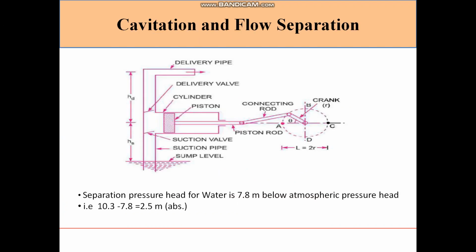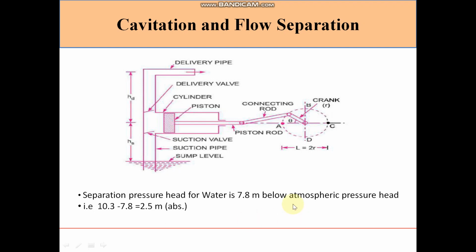In fluid mechanics, we learnt the phenomenon of cavitation and flow separation. Now, this phenomenon is going to occur in the reciprocating pump when the speed of the reciprocating pump exceeds beyond a particular limit. So, it is very important to determine its maximum speed, wherein we can avoid the serious phenomenon of cavitation and flow separation.